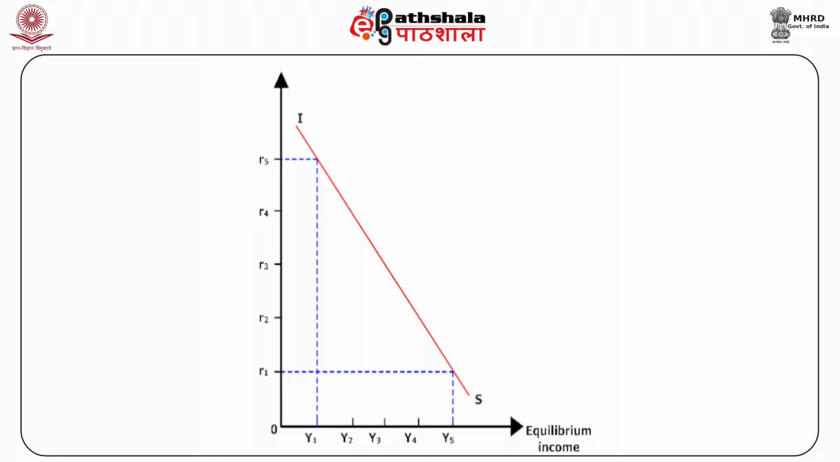So, at a high rate of interest like R5, we now consider what is happening in the capital market. In the capital market, we have already defined that we have a negatively sloped investment function. According to the given level of the investment function, the volume of investment would be low, because at a high rate of interest, the volume of investment could be something like I1.